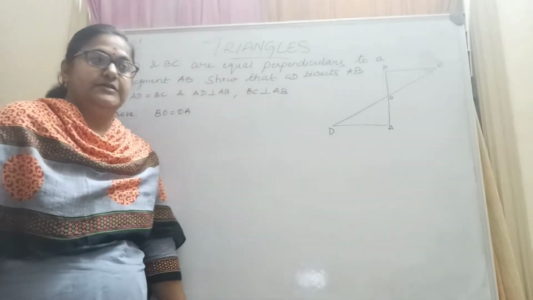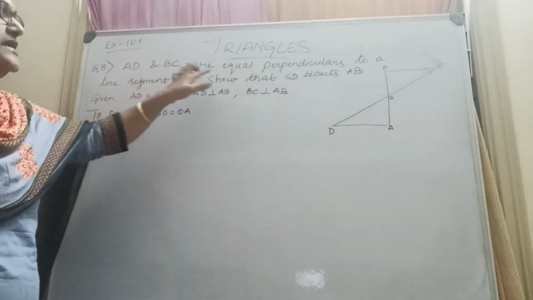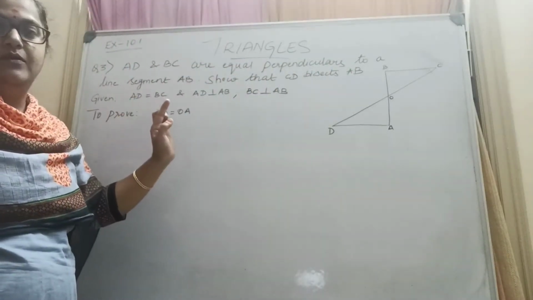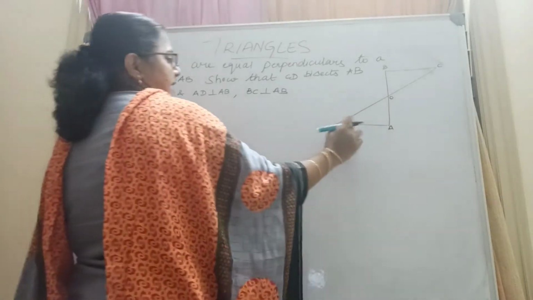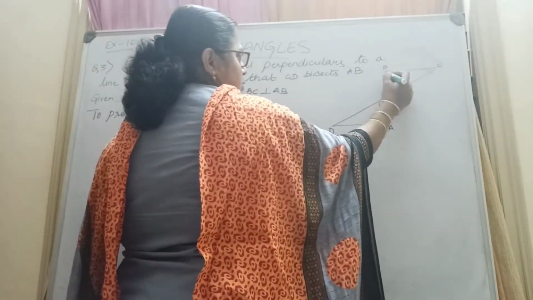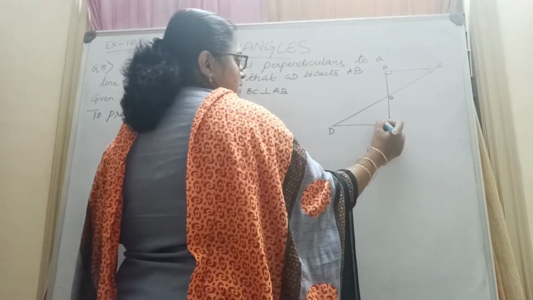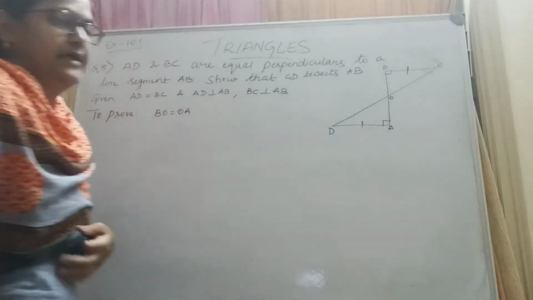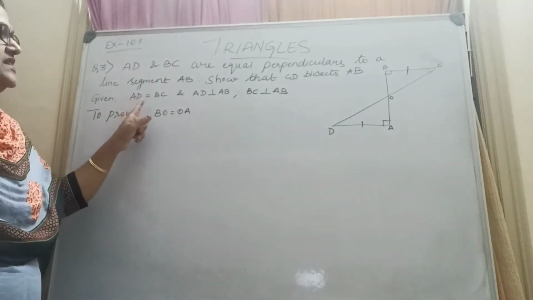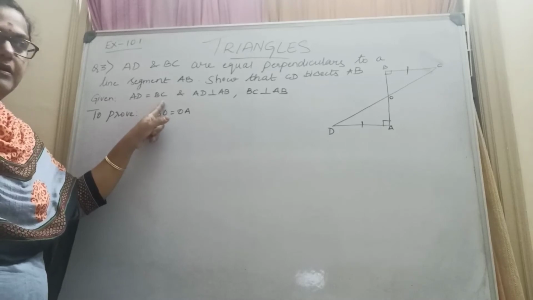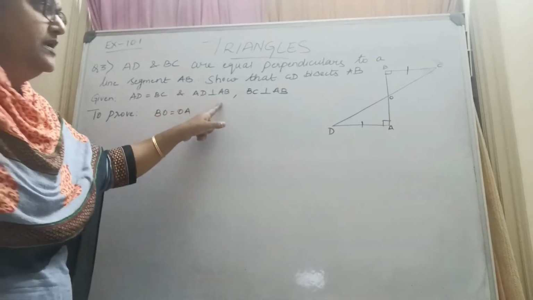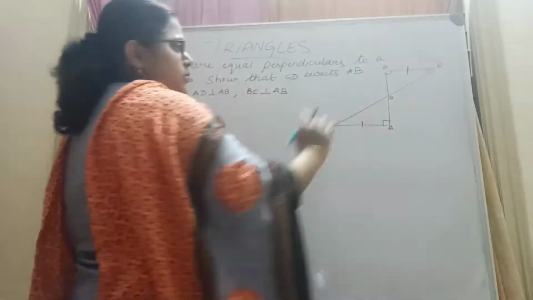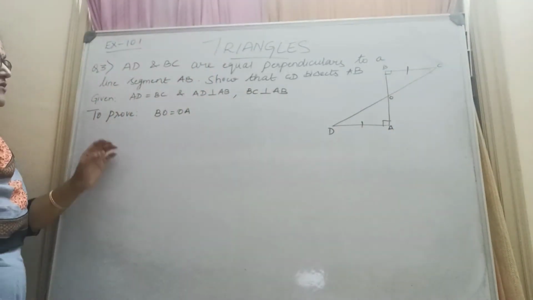Moving on to the third question. AD and BC are equal perpendiculars to a line segment AB. Equal in the sense the lengths are equal. So it is given that AD and BC are equal. AD is perpendicular to AB. Also BC is perpendicular to AB. They are equal perpendiculars. Fine.